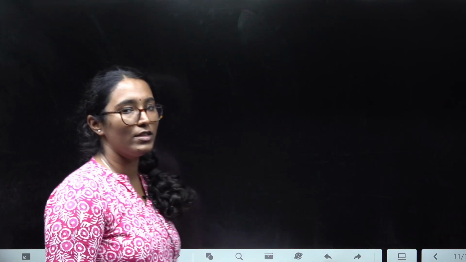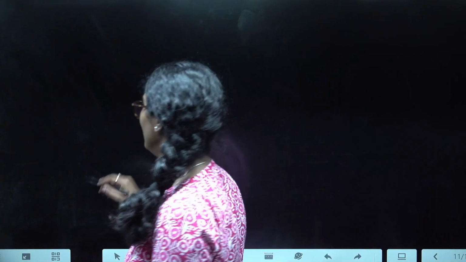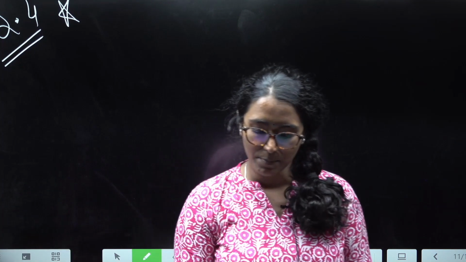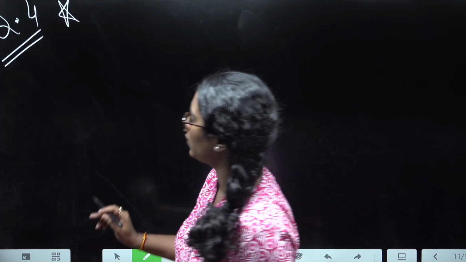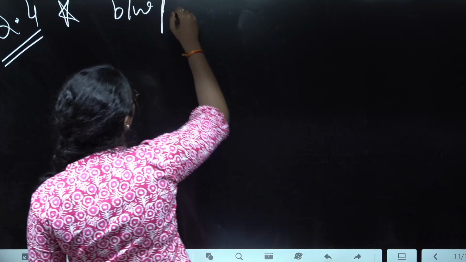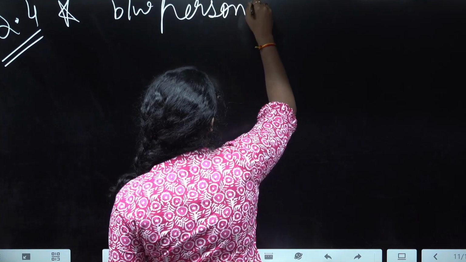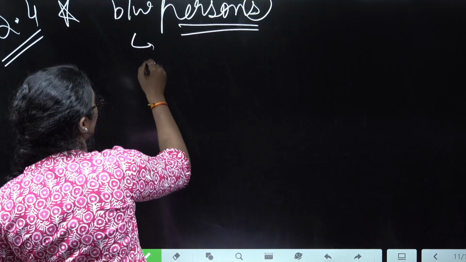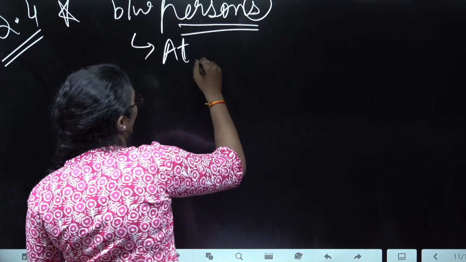Let us break down this definition and understand the various important elements or essentials of this definition. The first thing that we see here in Section 4 of the Indian Partnership Act is the definition of partnership. And it says that partnership is a relationship between persons. It is between persons, which means there is more than one person. At least two persons are required to make a partnership.